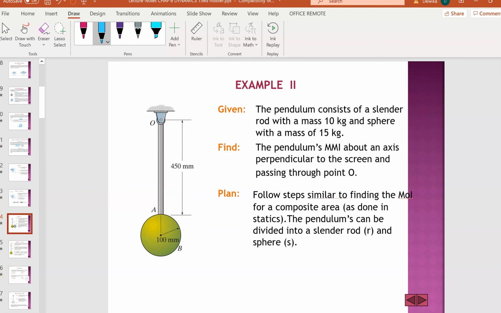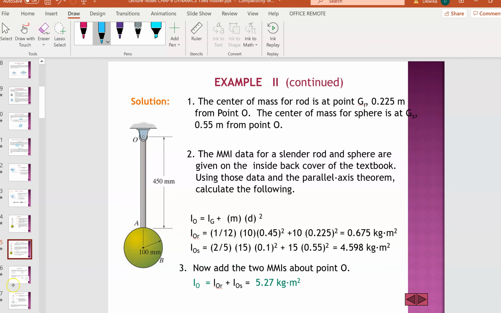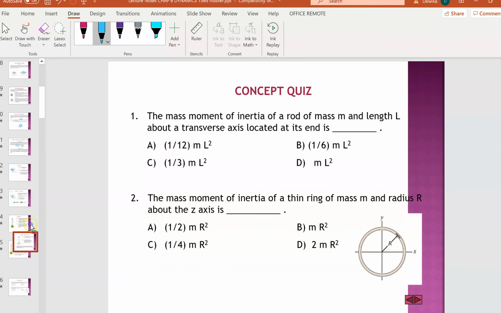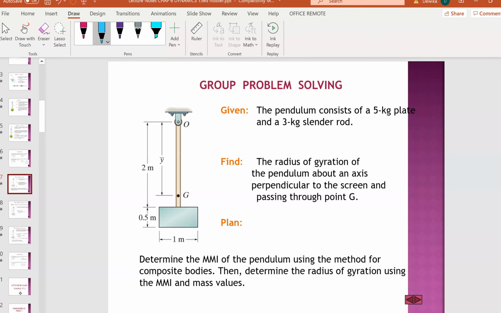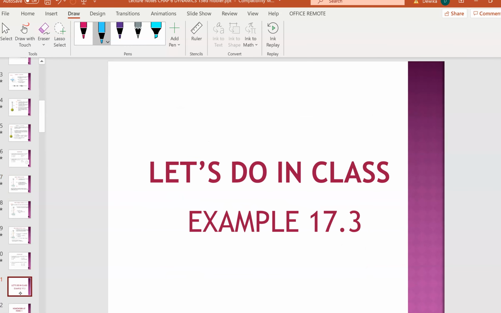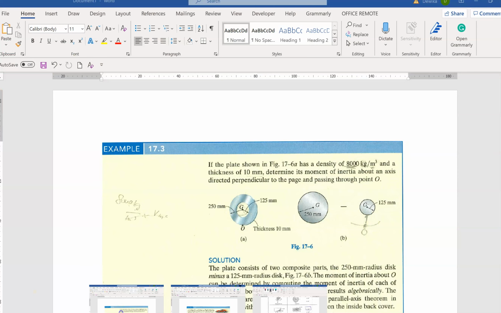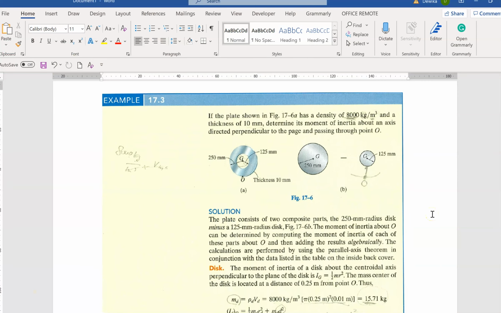So these are the derivative examples. Let's look at these. This is simple, you can just go through it. I'll go through a bit more complicated example. Group problem solving. Let's look at example 17.3 from the textbook.